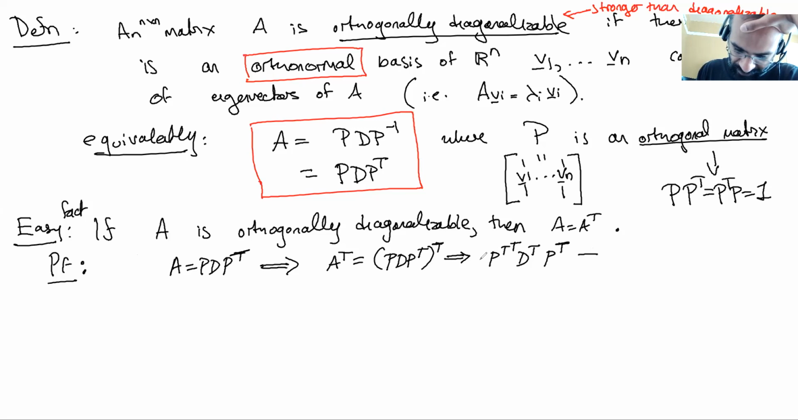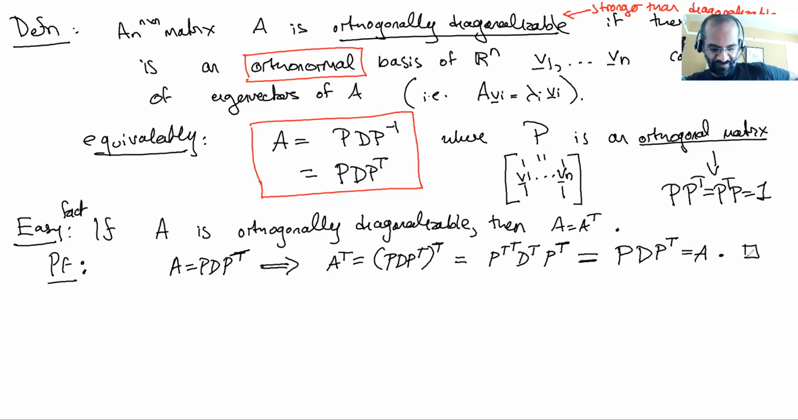Sorry, this is equal, this is not implies, right? But now what's P transpose transpose? That's just P. What's D transpose? Remember, D is diagonal. So that's just D. And P transpose is just P. So this is A. So this is the one-line proof of this fact.